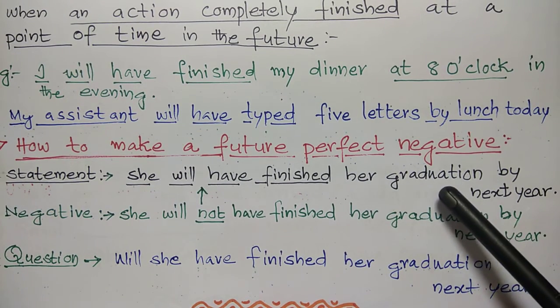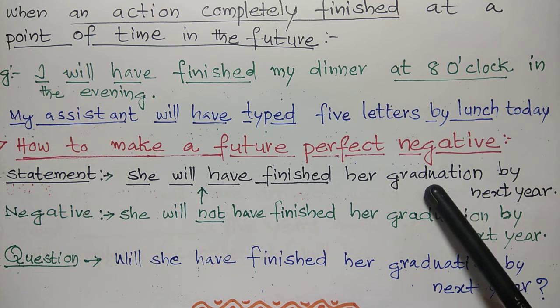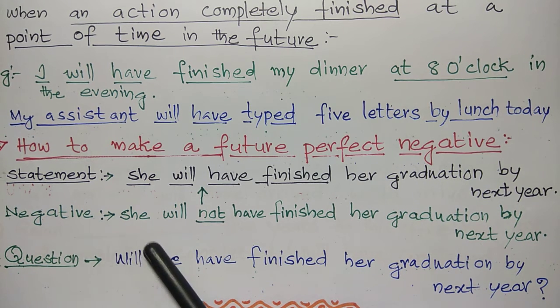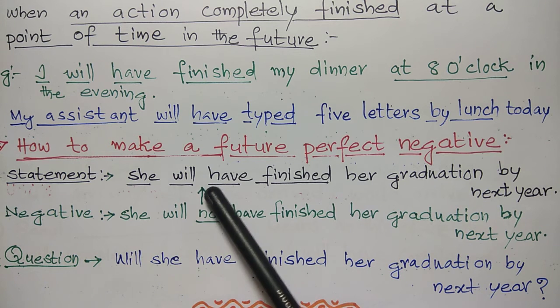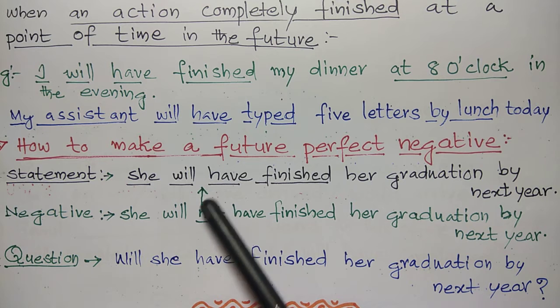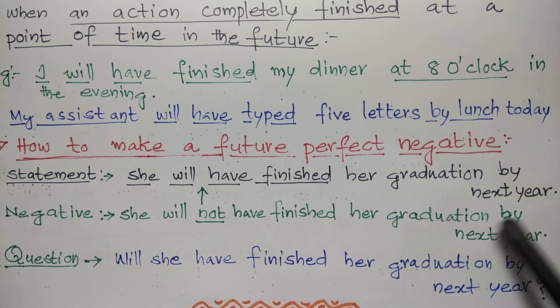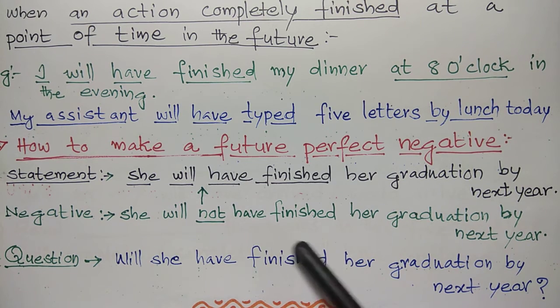So clearly this is a future perfect tense. And we are making a negative out of it. So simply we need to put a not in between will and have. Then it turns negative. She will not have finished her graduation by next year. That is a negative form.